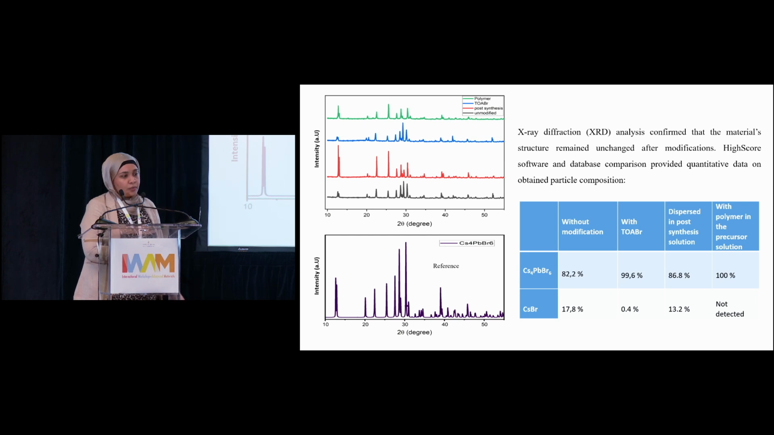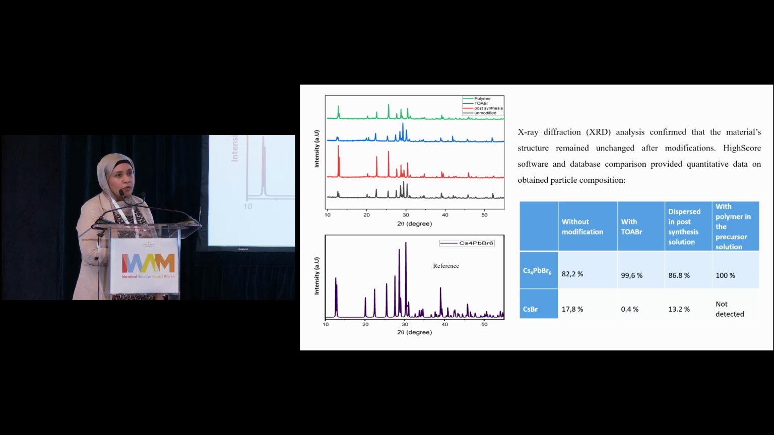A major problem in the synthesis of the zero-dimension cesium lead bromide is that it always comes with cesium bromide as a side product, which is unrequired, and it's just decreasing the quality of our product.